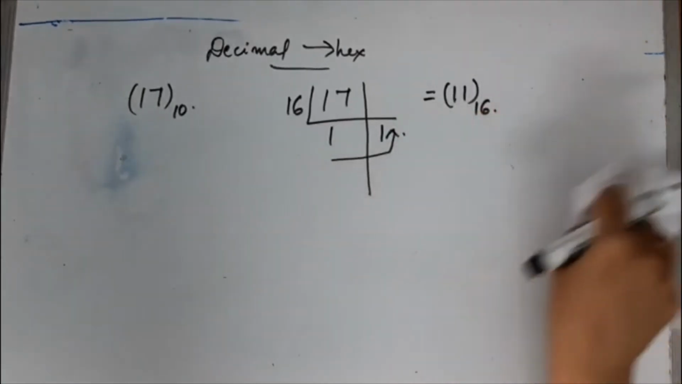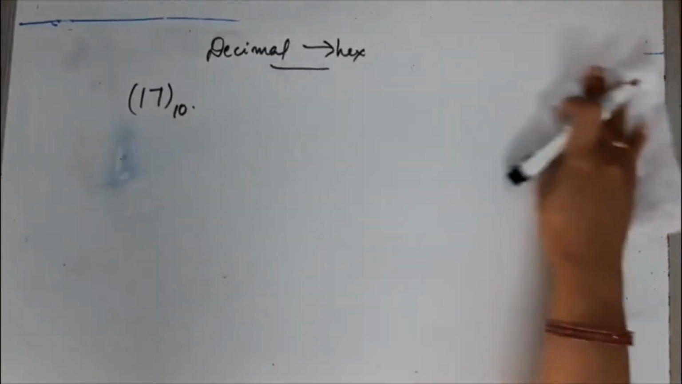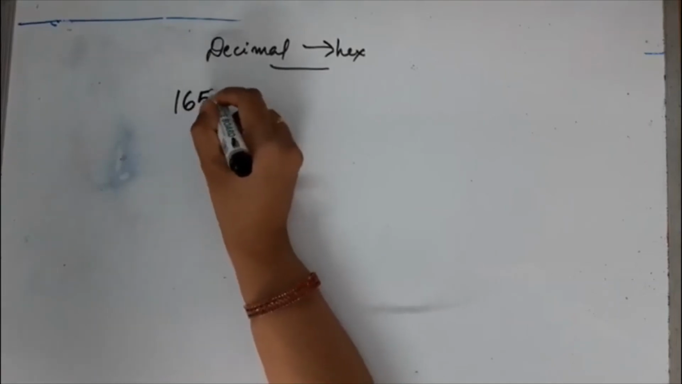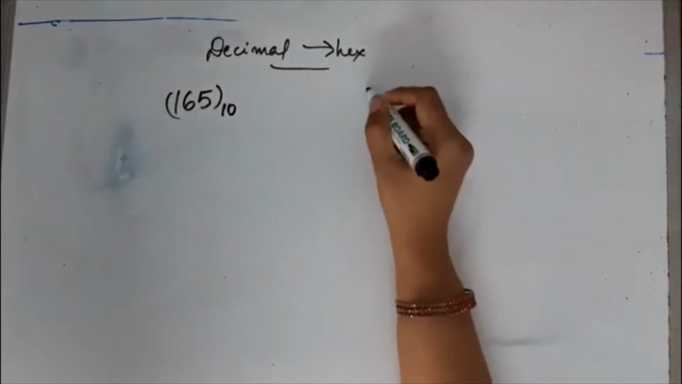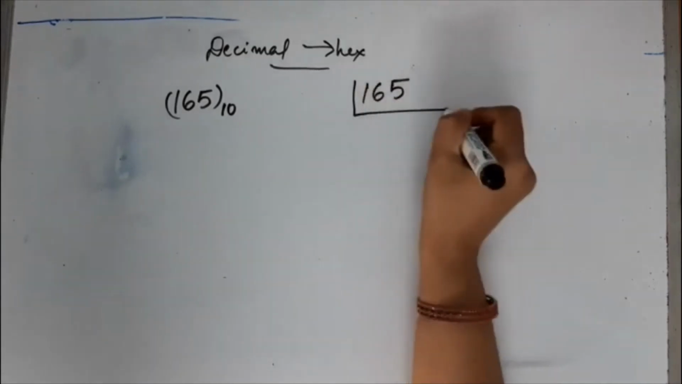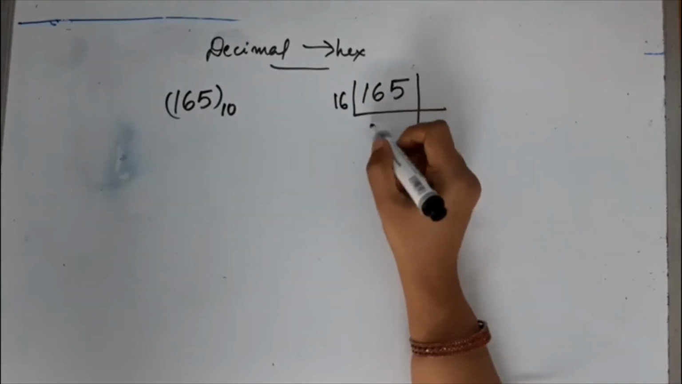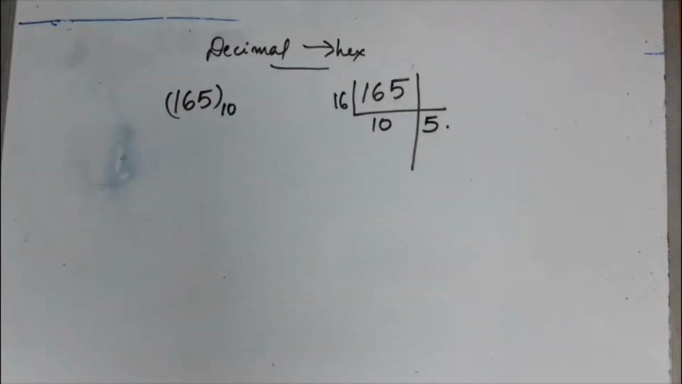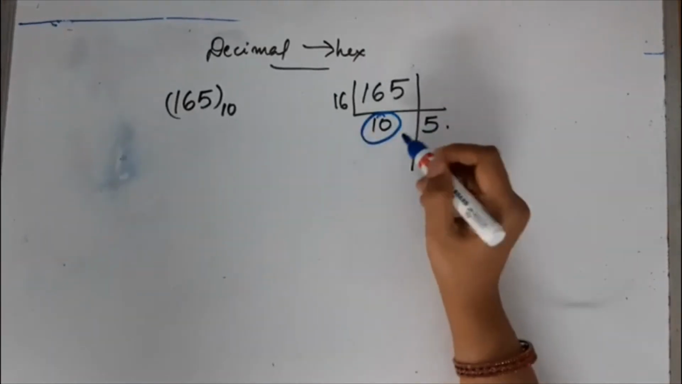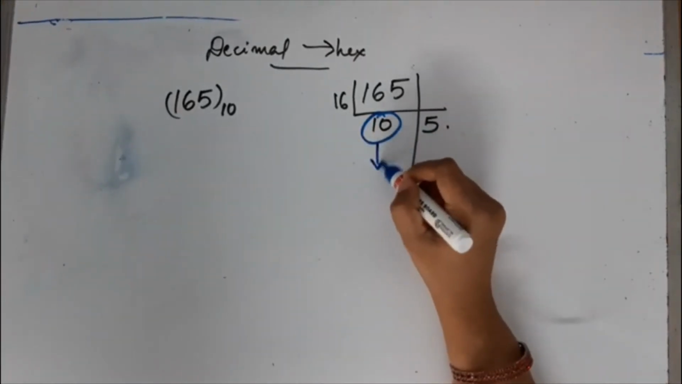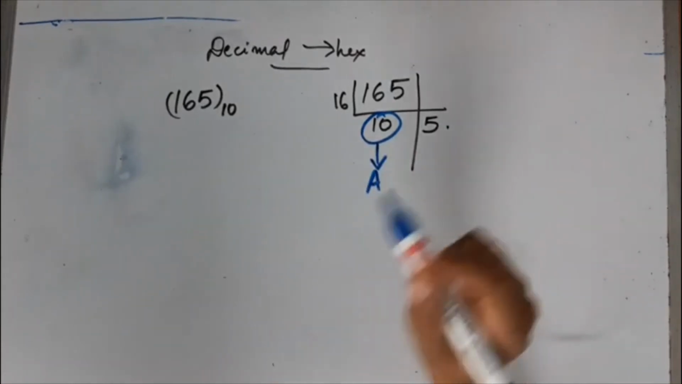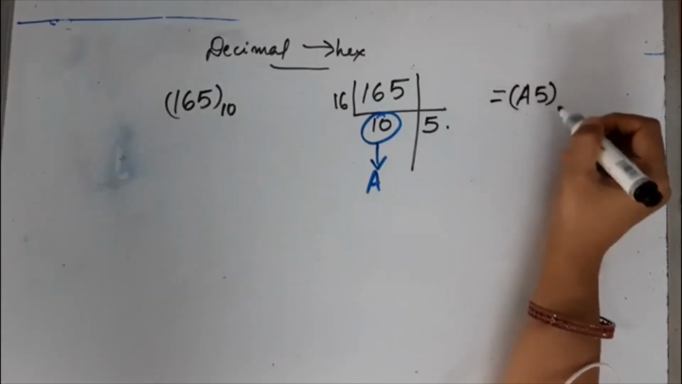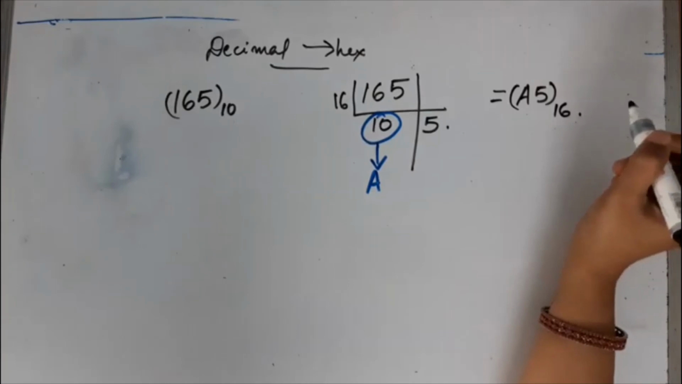Okay. So in another example, say we are taking it as 165 to the base 10. So then 165 divided by 16, that will be 10 times and remainder is 5. So in this particular case, here we have 10 as the quotient. So this you will write as A and then 5. So the answer will be A5 to the base 16.